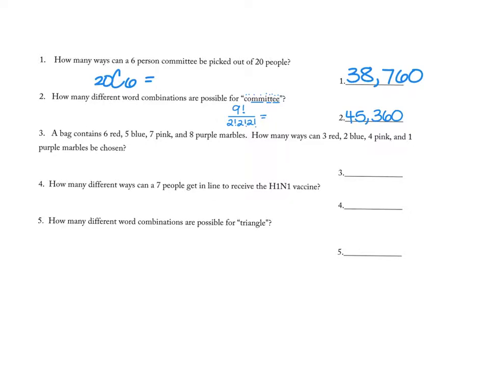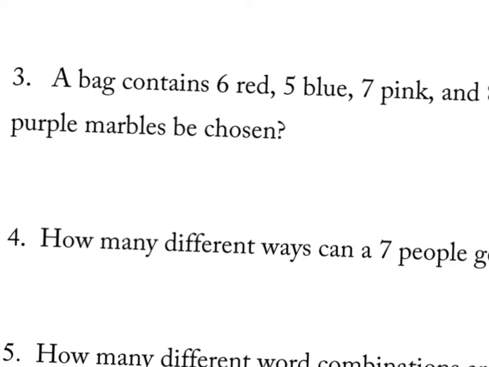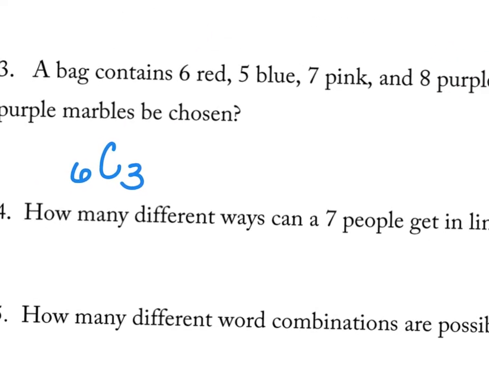Number 3 says a bag contains 6 red, 5 blue, 7 pink, and 8 purple marbles. How many ways can 3 red, 2 blue, 4 pink, and 1 purple marble be chosen? So here I'm actually making selections, which again is a combination. It doesn't matter what order I get these in, but I am making selections. And it's not asking probability, it's just saying how many different ways. So I don't need to make a fraction. I want 3 red, so I'm choosing from 6. So 6 choose 3. I want 2 blue, that's from 5.